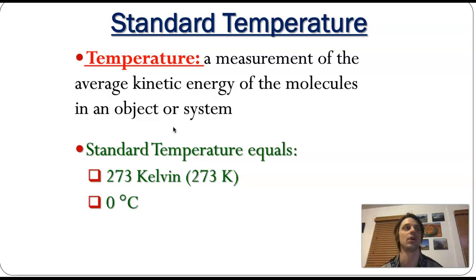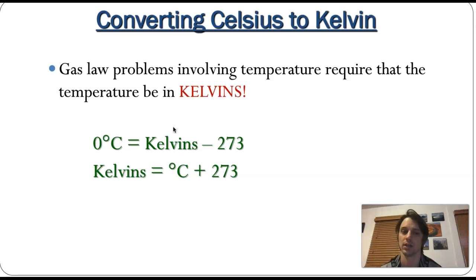Okay, and those are always 273 units apart. So make sure you're adding to get to Kelvin, subtracting to get to Celsius, and we're going to use that a lot this unit. So make sure if you don't know that, maybe write that down so that you're comfortable converting between units, going from Kelvin to Celsius or going from Celsius to Kelvin.